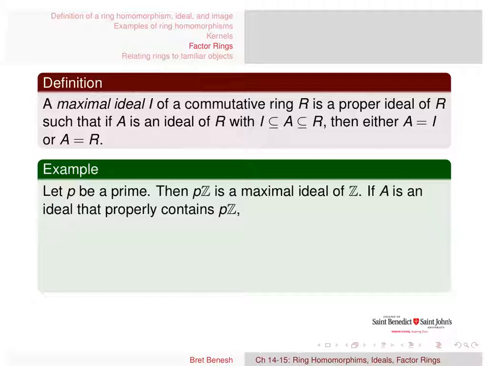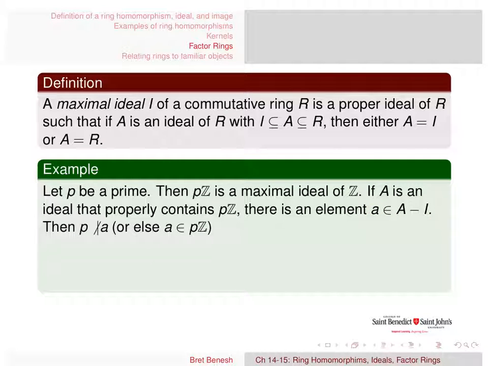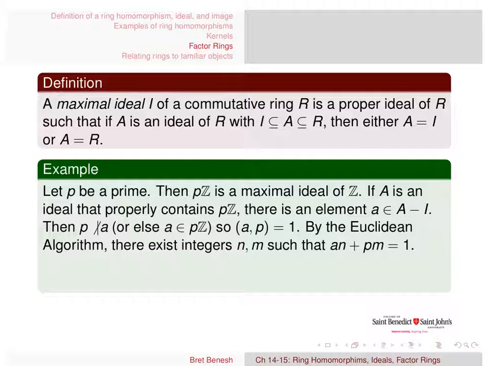So watch this. If A is an ideal that properly contains pZ, in other words, if we have pZ and we have Z, these are not the same. Let's suppose that A is strictly bigger. I'm going to show that these two have to be equal. So pick an element a that's in A but not in I. p can't divide a, because otherwise a would be in pZ, and we just picked a to not be in pZ. So the GCD of a and p is 1, and we can use the Euclidean algorithm to get a sum of multiples of these that equals 1.